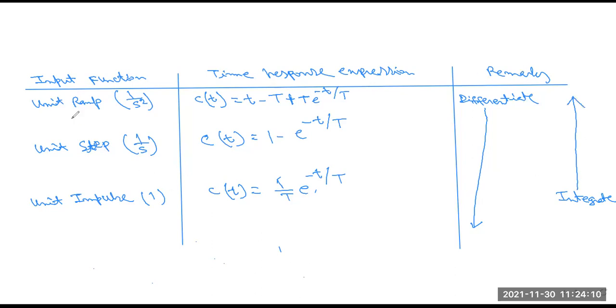Please, you can see the output of the time response analysis of the unit ramp input. This is c(t) equals t minus T plus T e to the power minus t by T. These are the unit step output, that is c(t) equals 1 minus e to the power minus t by T, and this is the impulse response. This is R(s) equals 1. This is 1 by T into e to the power minus t by T.